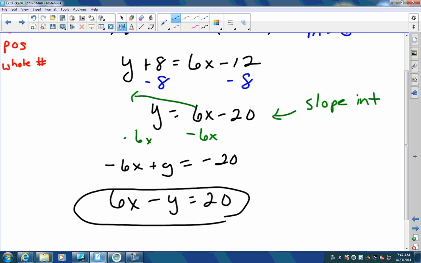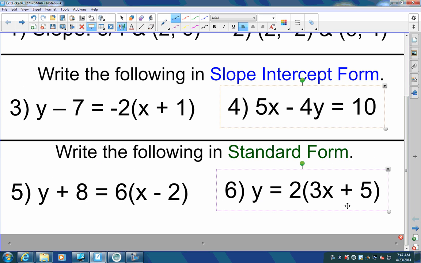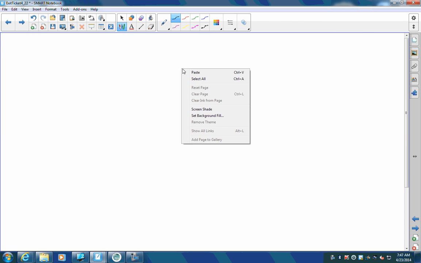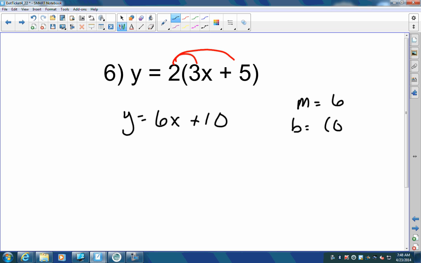The last one. All right. This one isn't even in point slope formula. It's just an equation written in y equals. First, I need to do the distributive property. You need to multiply these. Y equals 6x plus 10. This is slope-intercept. My slope is 6. My y-intercept is 0, 10.